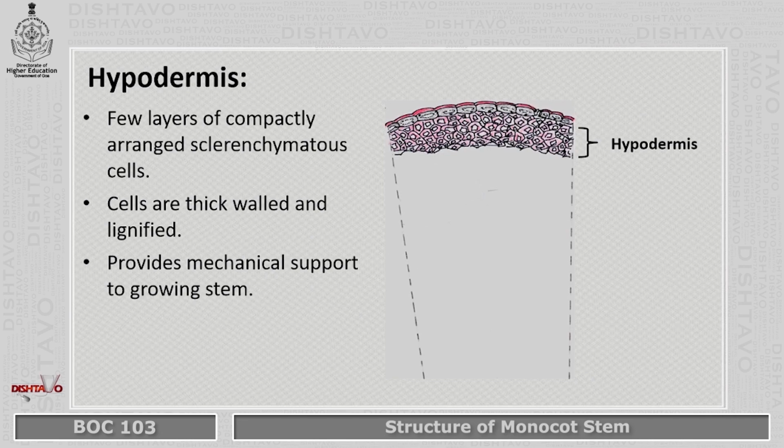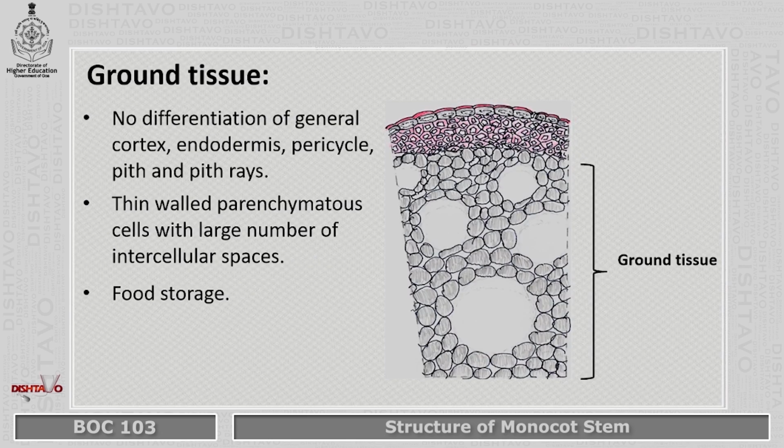The next layer is hypodermis. Hypodermis is made up of few layers of compactly arranged sclerenchymatous cells. These cells are thick-walled and lignified. Because of presence of this lignin, it provides mechanical support to growing stem. Hypodermis is followed by ground tissue. In ground tissue, we don't see any differentiation of general cortex, endodermis, pericycle, pith and pith rays.